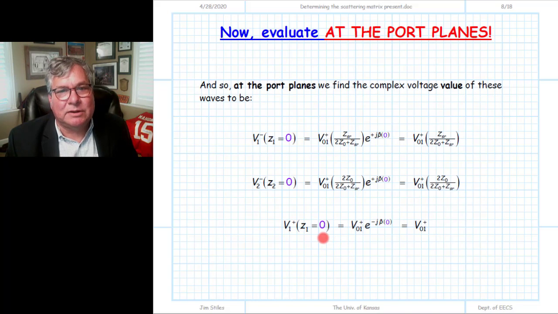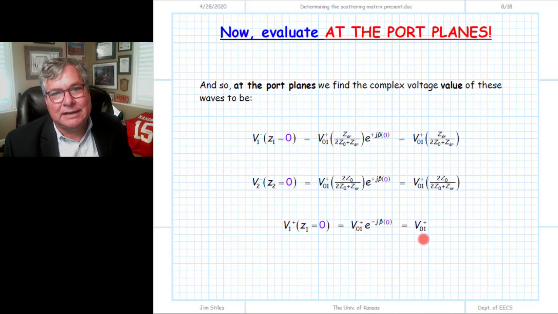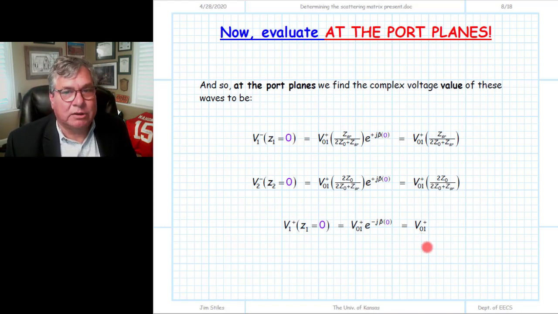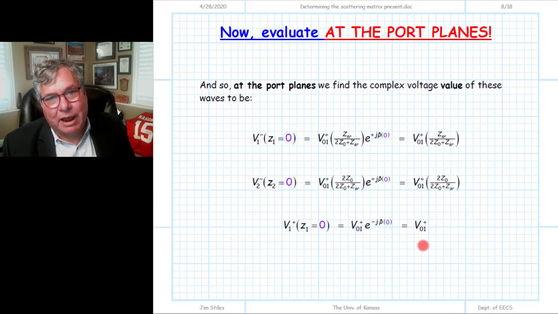And then finally, what is the value of the incident wave at port 1? We evaluate it at the port plane, and we get a complex number, not a function of position. This is the value of the incident wave at port 1. 3 complex numbers. Now we can go through and determine the scattering parameters.